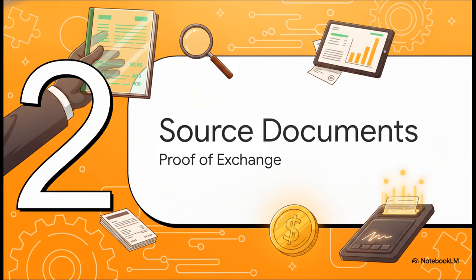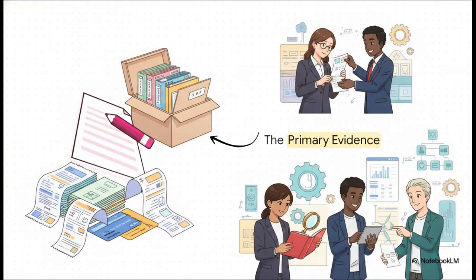Moving right along to Section 2, proof or source documents. Now, we obviously can't just rely on our memories for all these exchanges, right? We need solid proof. Every cash memo you get, every credit invoice, or even that little crumpled receipt they hand you with your morning coffee, these are all known as source documents. They are the absolute primary evidence that a business transaction actually went down.